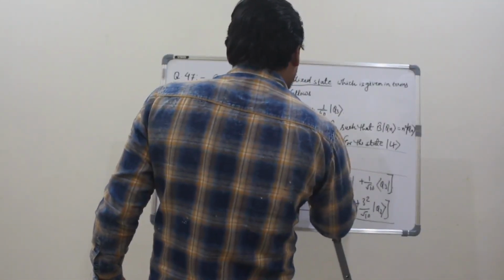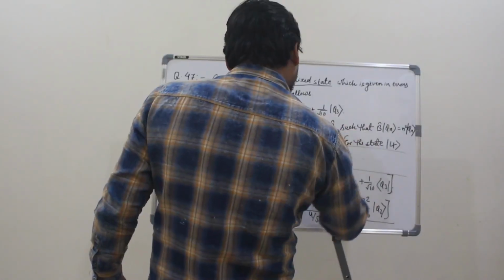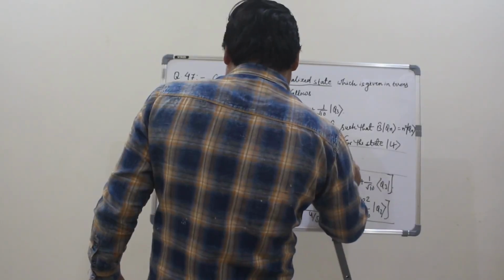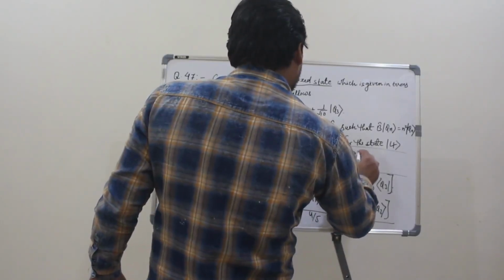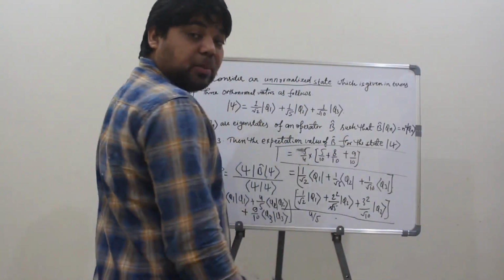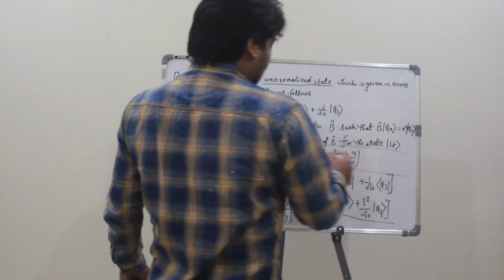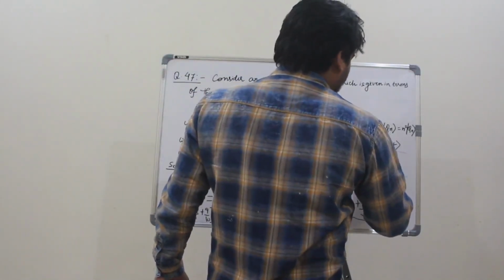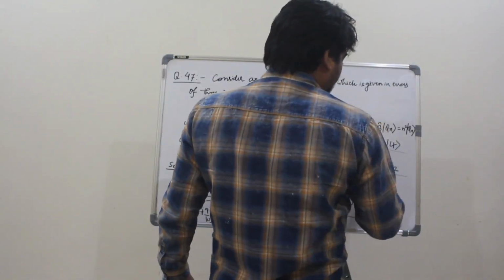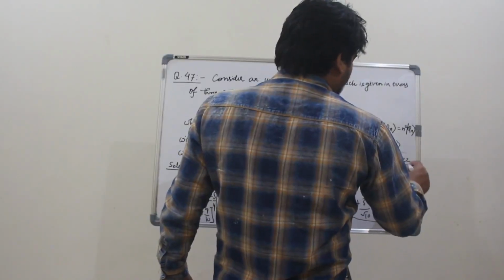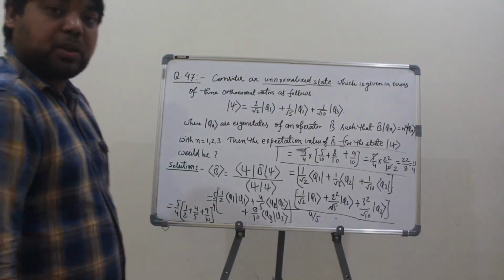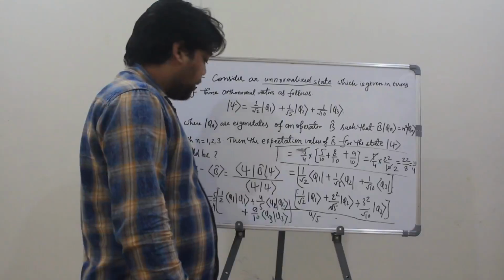5 by 4 multiplied by 5 by 10, 8 by 10 and 9 by 10. How much is it? So just count it. 9 and 8 is 17 plus 5 is 22, divided by 10, multiplied by 5 by 4. So this gives you 22 by 8, or 11 by 4. So the expectation value of B is nothing but 11 by 4, right?